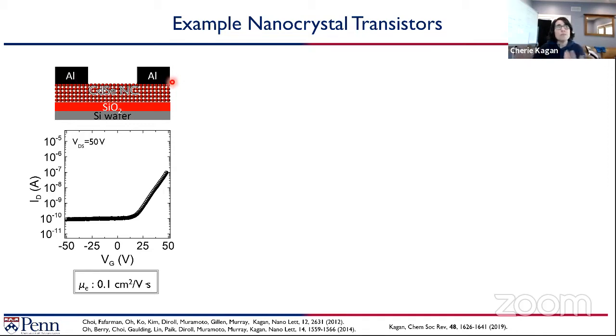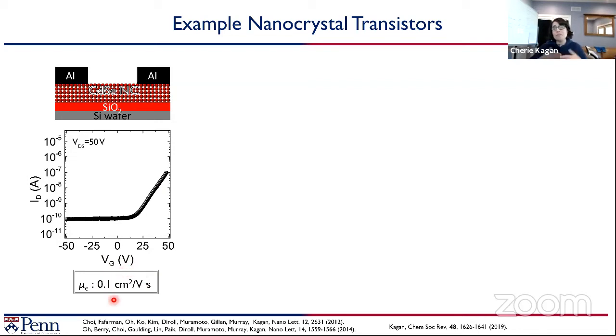We haven't done anything in particular to dope these materials. So even though we have this higher density of states by bringing the particles close together, you'll see that we have kind of okay, but not great currents, and the mobility for transport is low, on the order of 0.1 centimeter squared per volt second.